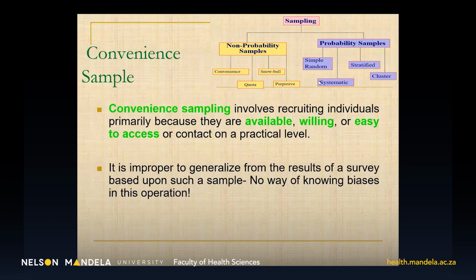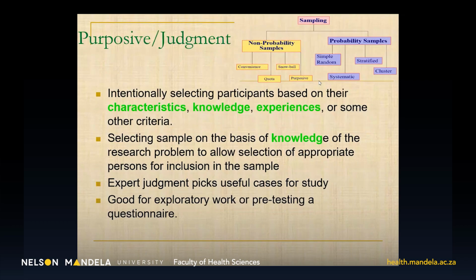Let's quickly look at purposive from what I wrote here for you. Purposive is intentionally selecting your participants based on a characteristic, knowledge, or experience. You select them on that. In other words, you are doing a study on a particular subject, and you go to specific individuals that have that characteristic you're looking for.